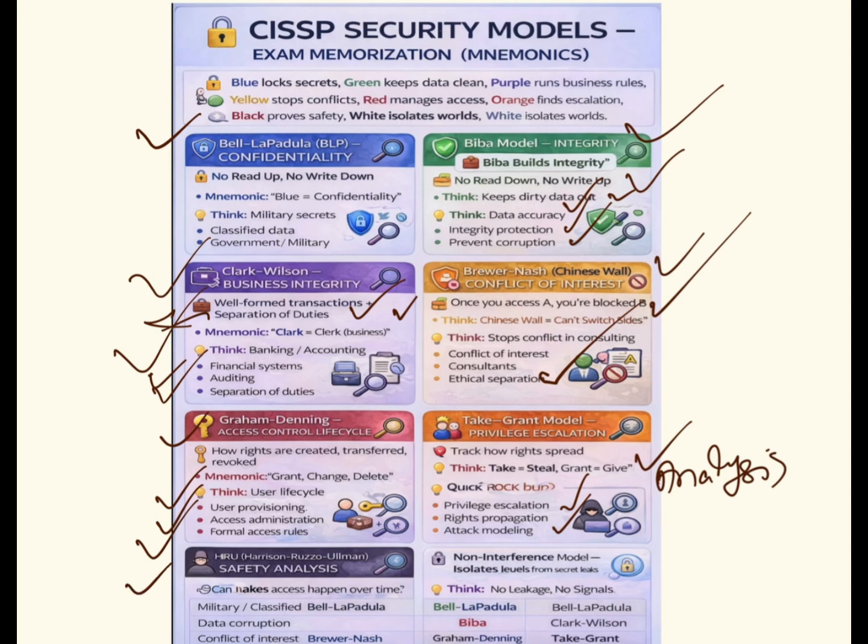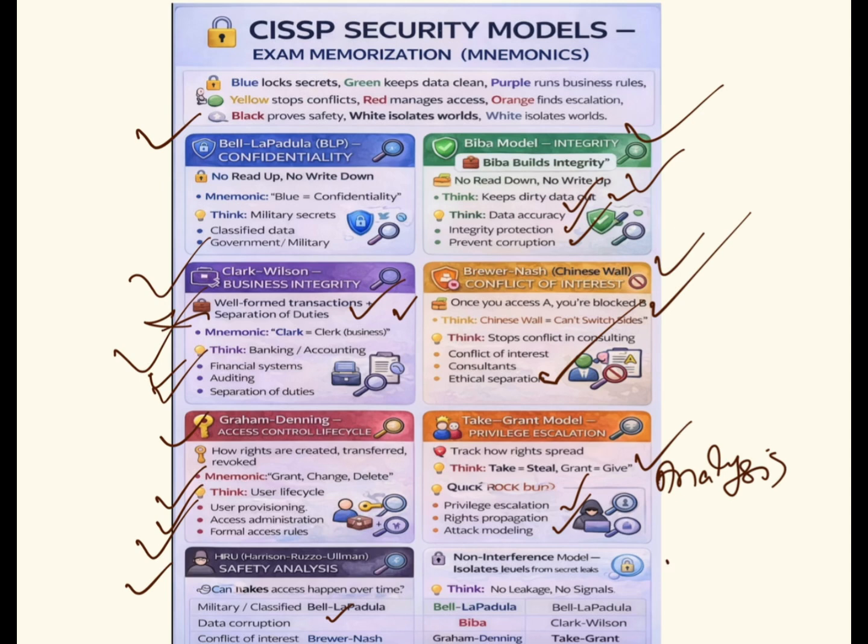HRU is another model. It talks about data corruption, and it tells us the potential threats in the future if excess access or privilege escalation happens over time. That helps us analyze and know the potential, eventual security threats.